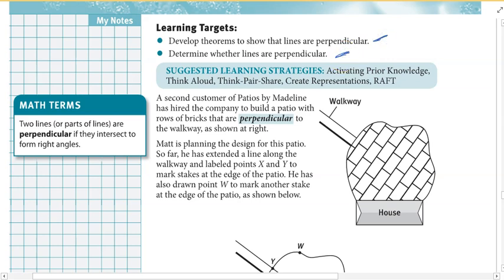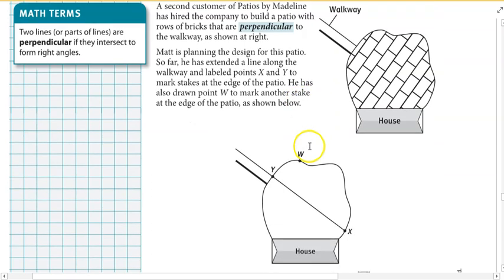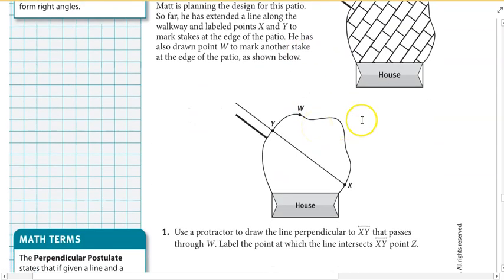as well as use those theorems to determine if lines are perpendicular. All right, so a second customer of Patios by Madeline is hired by the company to build a patio with rows of bricks that are perpendicular to a walkway as shown. So obviously I see here we have a walkway. We want rows of bricks that are going perpendicular to that. Matt is planning the design for the patio.